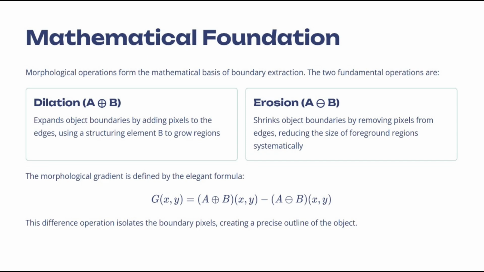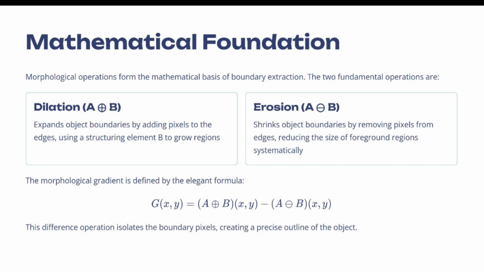In this section, I am going to explain the mathematical steps involved in finding the morphological gradient of an image. The morphological gradient is a combination of both internal and external boundaries, and it is mathematically defined as G equals (A ⊕ B) minus (A ⊖ B), where A is the input image and B is the structuring element. Let's now understand each step one by one.